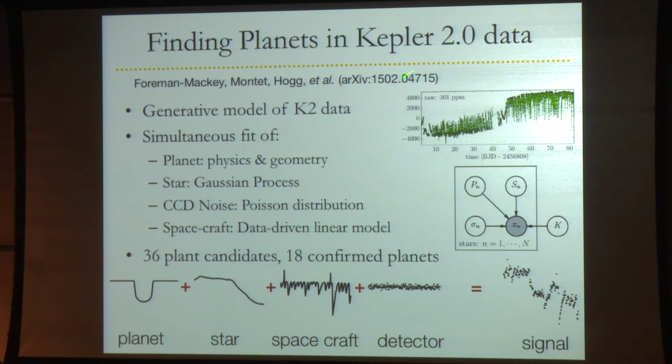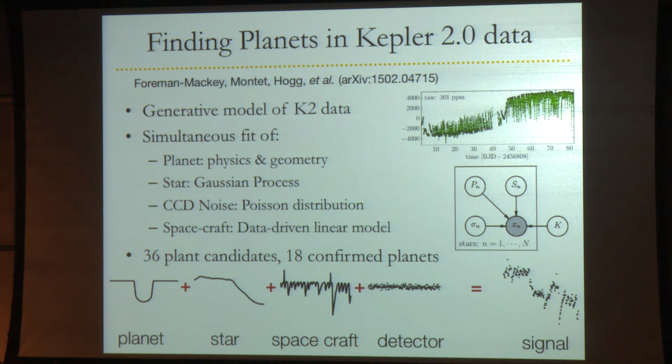So this is actually the Kepler 2.0. The reaction wheel's broken on the spacecraft, so they can't hold it completely still, and the raw data is kind of a mess. So what they did was to come up with a little generative model where they had a model for the planet. So they understand the physics of how the light curve should dip.